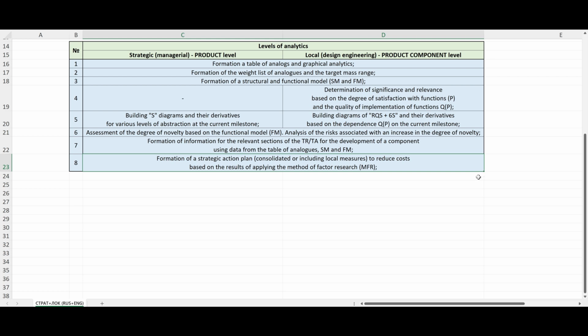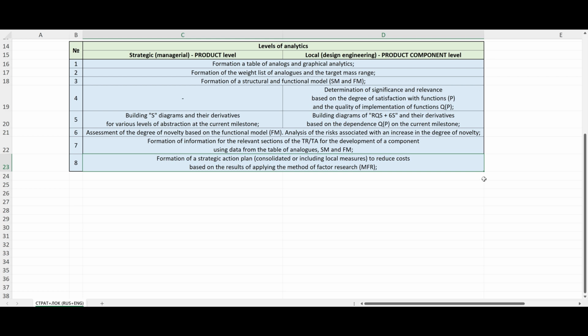Okay, that's all. In our issue today, the unmanned aircraft system is considered at the strategic or macro level. Therefore, we will not consider the mechanism and standard forms for determining satisfaction and quality of implementation. See theoretical issue number 12. Determining significance and relevance: see theoretical issue number 11. And charting AQS and 6S diagrams. However, let's consider an example of generating information for the technical requirements and technical assignment sections. See steps 9 and 10 of this issue.